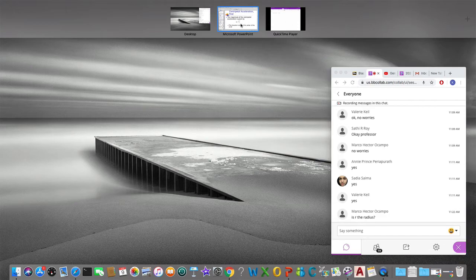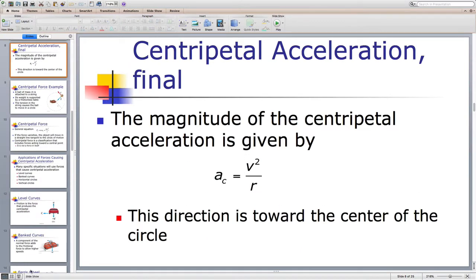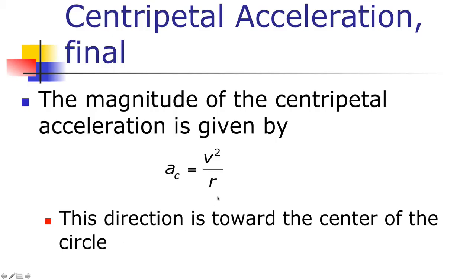Yes, R is the radius. So it's going to come to the definition. Very good. So then this is the magnitude of the acceleration. This AC represents centripetal acceleration. V represents the speed at which that object is making the circular path. And R is the radius of the path.